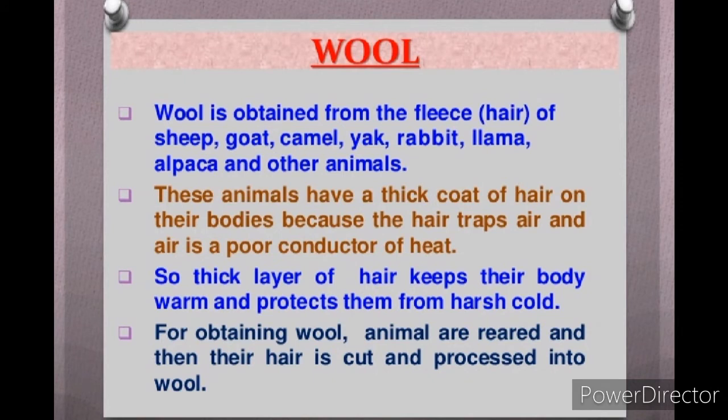Wool is obtained from the fleece of sheep, goat, camel, yak, rabbit, llama, alpaca, and other animals. These animals have a thick coat of hair on their bodies because the hair traps air and air is a poor conductor of heat. As we all know, these animals have hair on their body to protect them from cold climate. So, a thick layer of hair keeps their body warm and protects them from harsh cold. For obtaining wool, animals are reared and then their hair is cut and processed into wool.